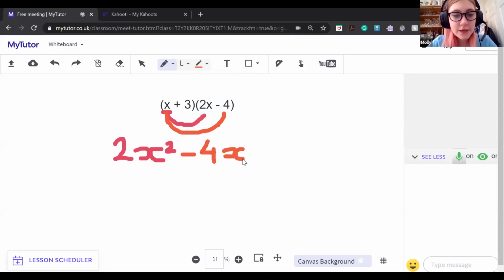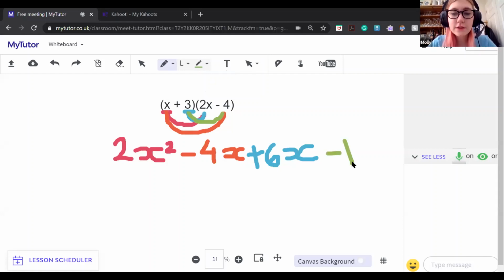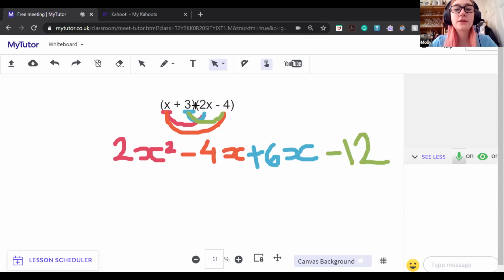And then because we've reached the end of this bracket, we move on to the next element in this bracket and do the same thing. So 3 times 2x, that's plus 6x. And then we look again at that same element by the next one. 3 times minus 4, that's minus 12. So essentially, you look at the first one, multiply it out by everything one by one in the second, then you move on to the next one, multiply it out one by one, everything there. And then we can simplify this.